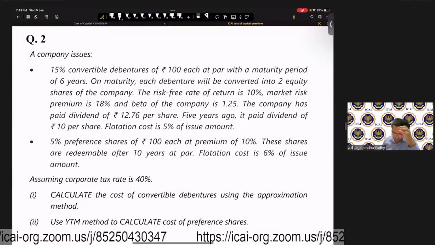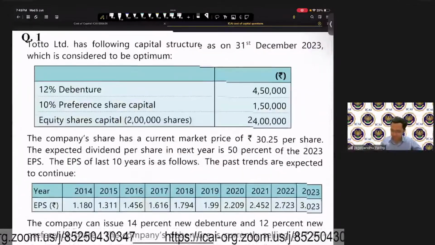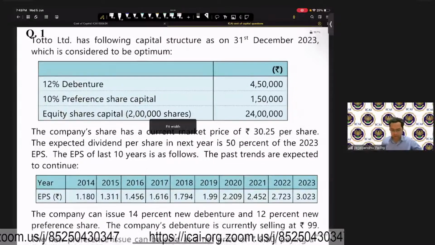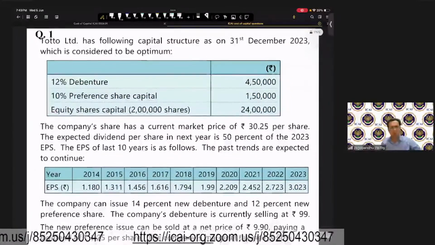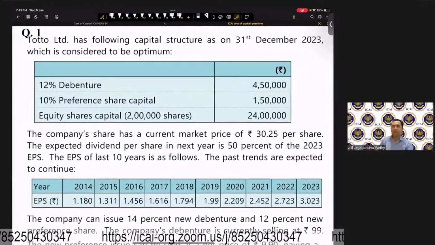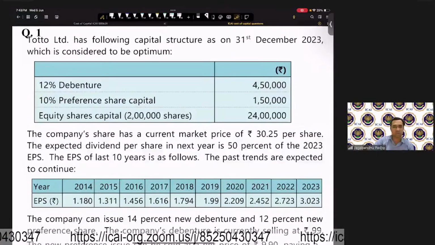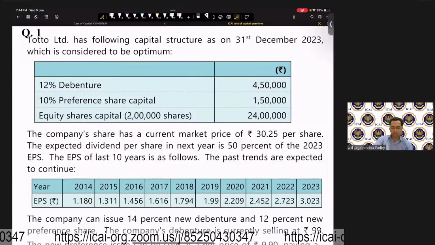So we have this first question to discuss right now. This is a question from the past RTP, and an ideal question that covers all the concepts in one go. So I'm just picking up this question. Let's first discuss this question and then go for its solution.